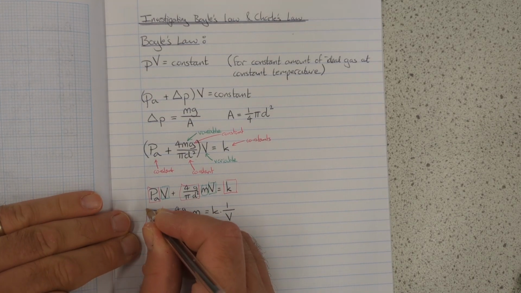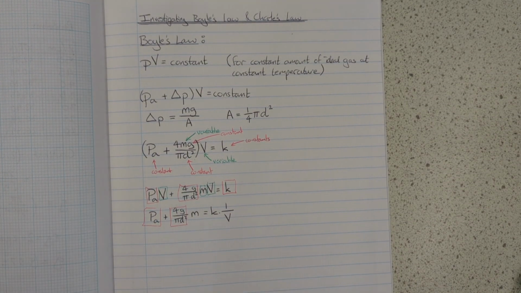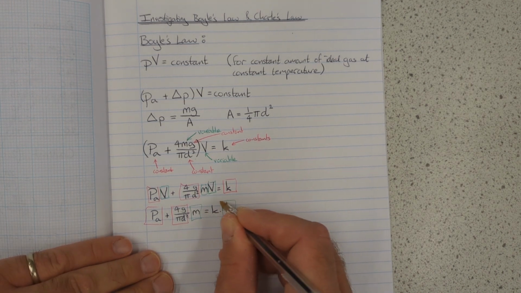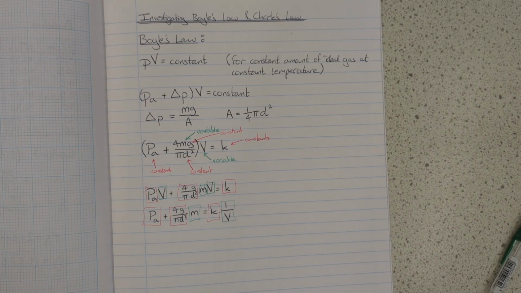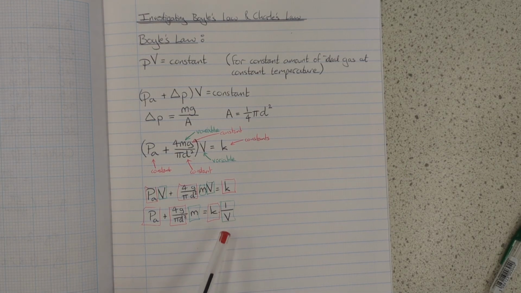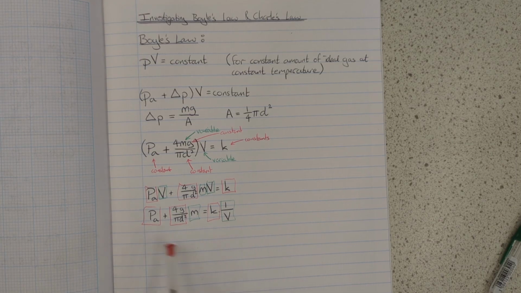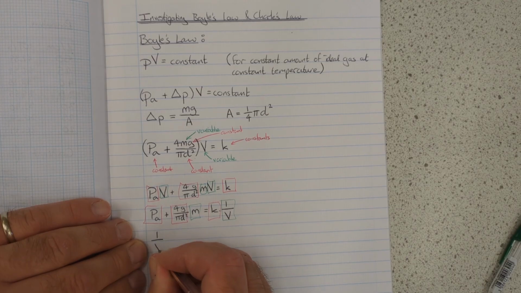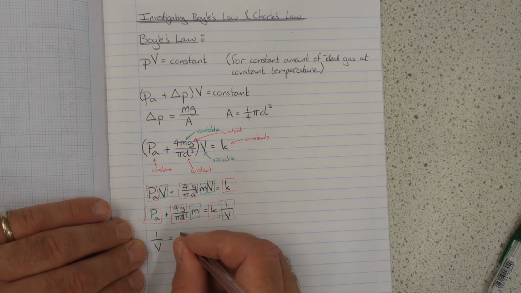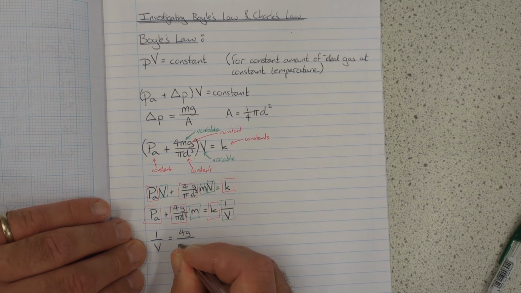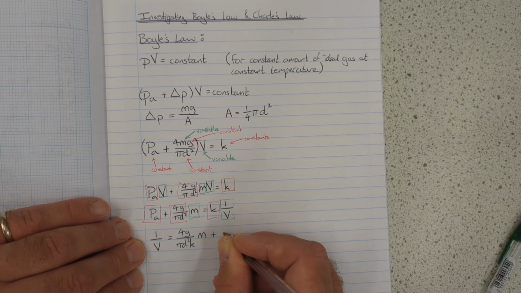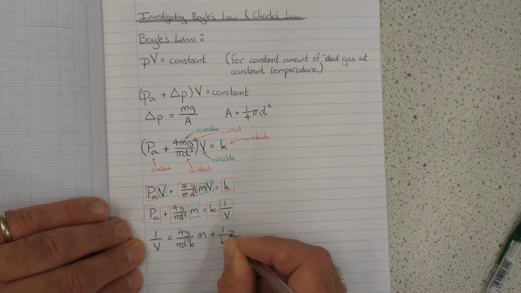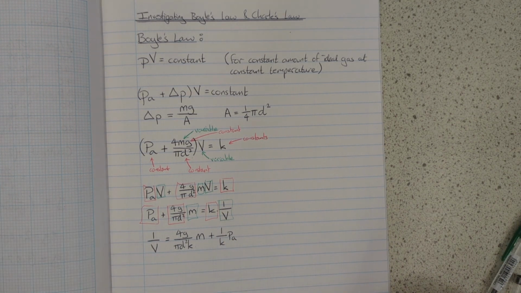We're getting closer, aren't we? Because look, there's our constant, there's our constant. Here's our variable, but we've also still got this pesky constant here. What a nuisance. But what we could do is divide through by k. Now, if we divide through by k, that's going to give us our equation in the correct form. So now 1 over v is going to equal 4g over pi d squared k m plus, and then it's 1 over k pa. Now we're in the correct form, aren't we?